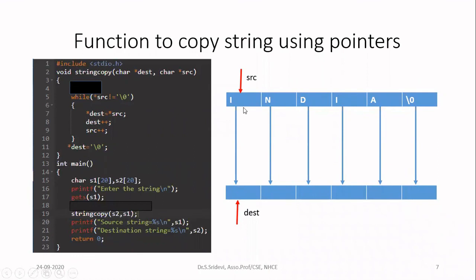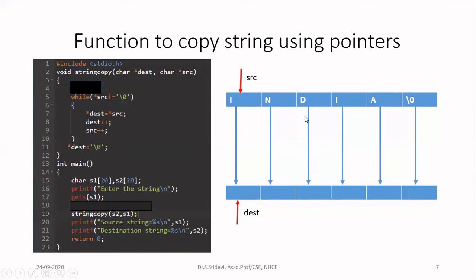Then what you have to do is move the pointer to point to the next memory location. So for that, I am simply writing SRC++. When you do that, this SRC will be pointing to N. At the same time, you have to move this destination pointer also to point to the next memory. So write dest++ also. When you do this, both the pointers will be pointing to the next memory location where you can store the second character. Okay, so do this loop again and again till you get the null character.